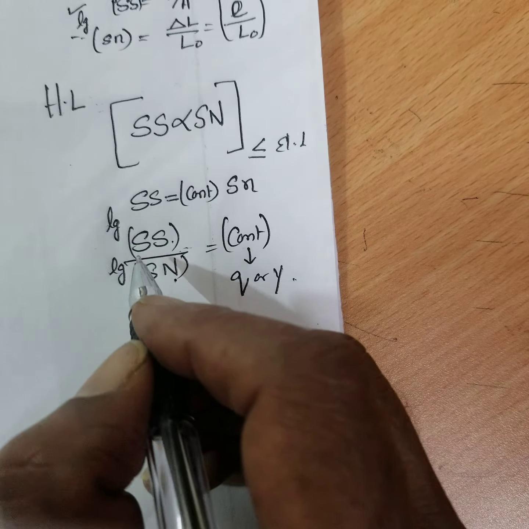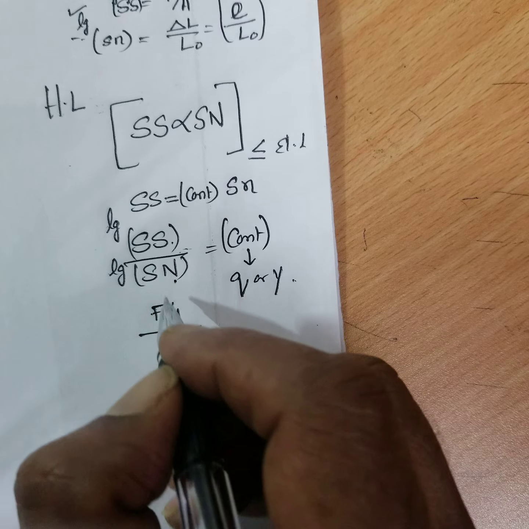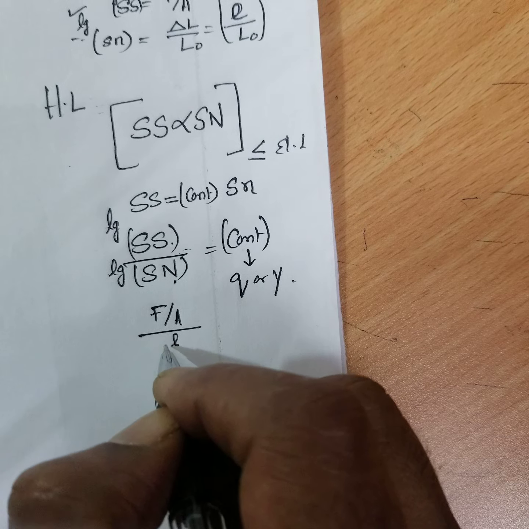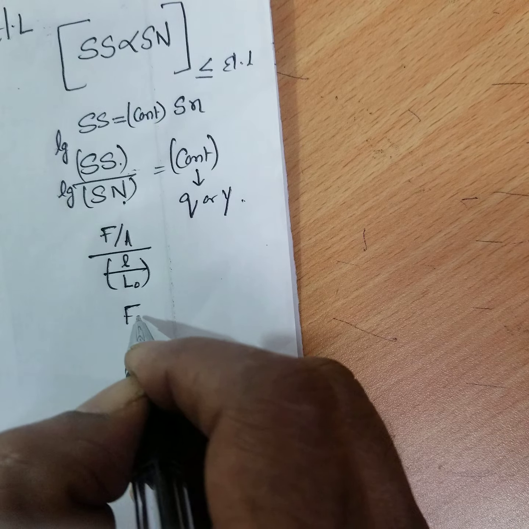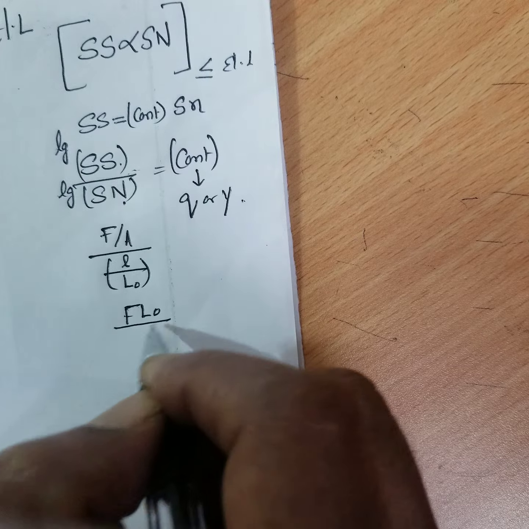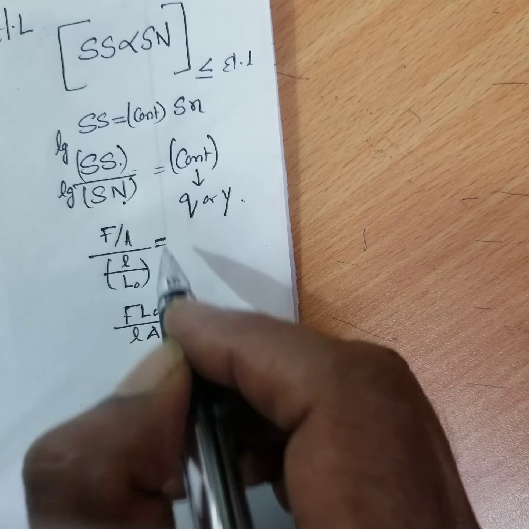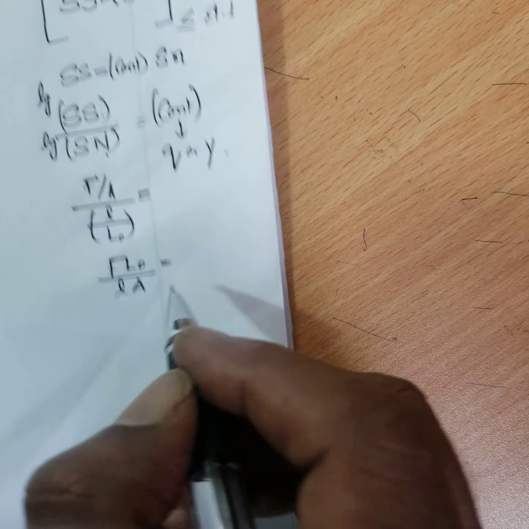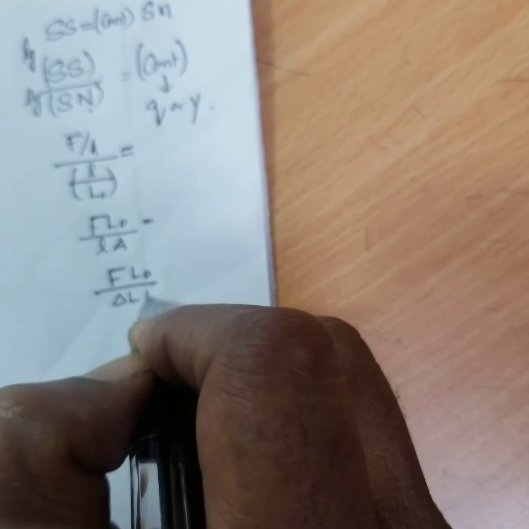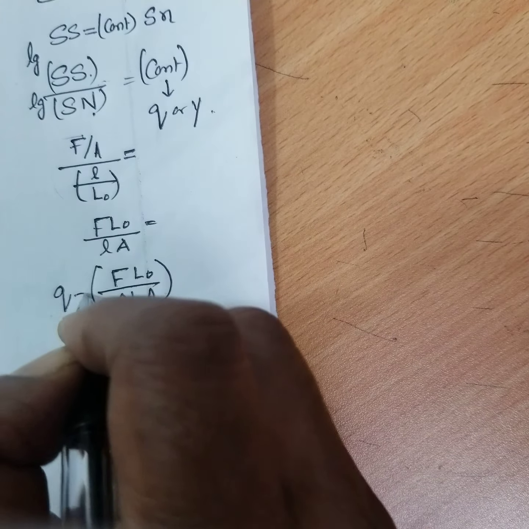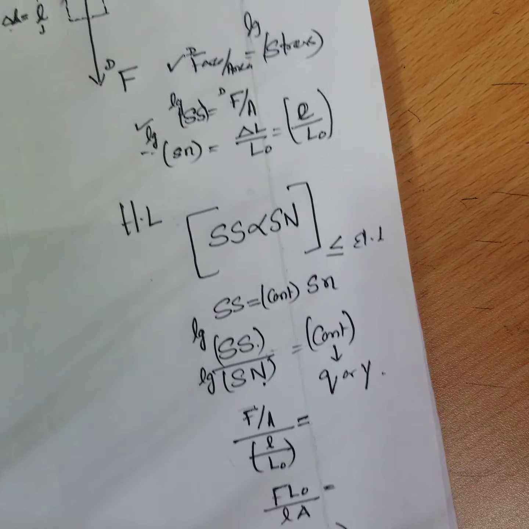Can you follow? What is the stress here? Stress is force per unit area. This is what? Increasing length by original length. Therefore, what? F L naught divided by l A. This goes up as l into A. Or you can write F L naught over A times the increase in length. This is also what? Y. All these things I am going to write in the form of notes, right?